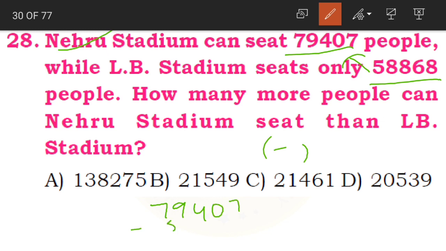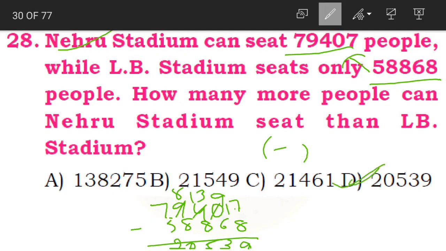79,407 minus 58,868. 7 minus 8 is not possible, so we'll borrow. 17 minus 8 is what? 9. 9 minus 6, 3. 3 minus 8 again not possible, so we'll borrow. 13 minus 8, 5. 8 minus 8, 0. 7 minus 5, 2.